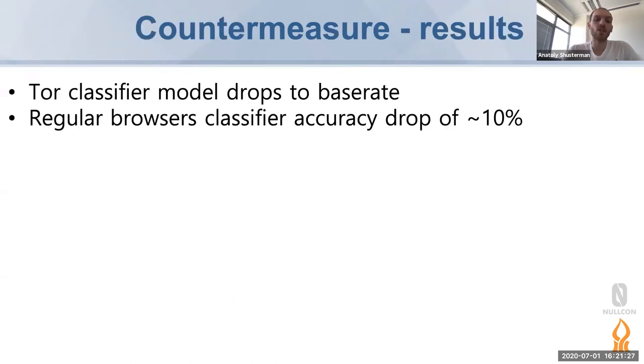The results on the countermeasure: the Tor Browser classifier model accuracy drops to the base rate, and the attack doesn't work on Tor Browser. But for regular browsers, classifier accuracy drops only about 10%, so it still makes the attack possible, and the question about the countermeasure for mainstream browsers is still open.